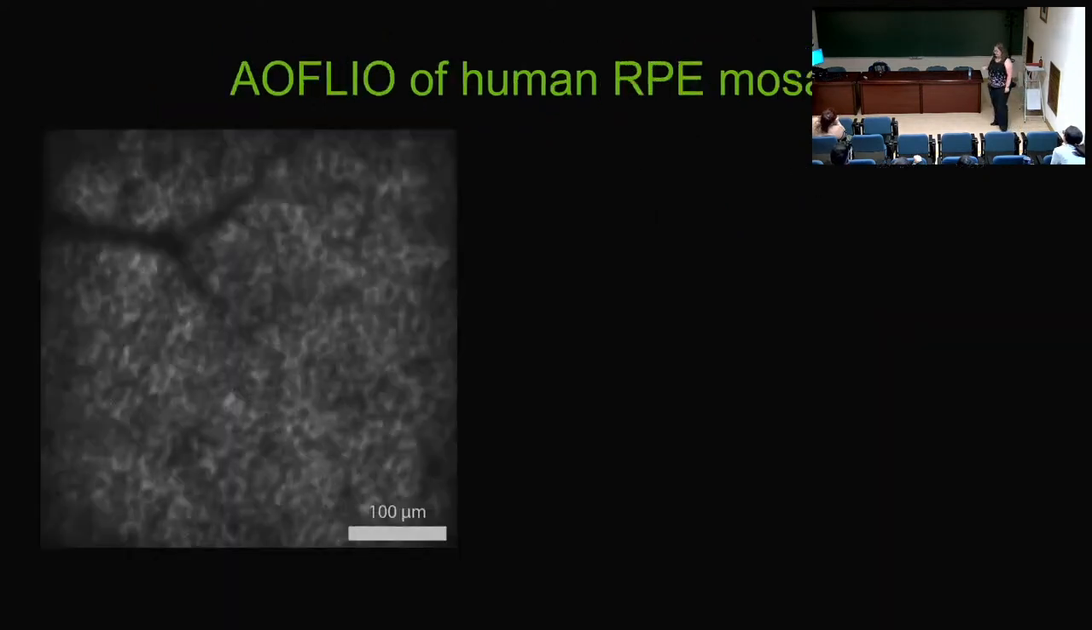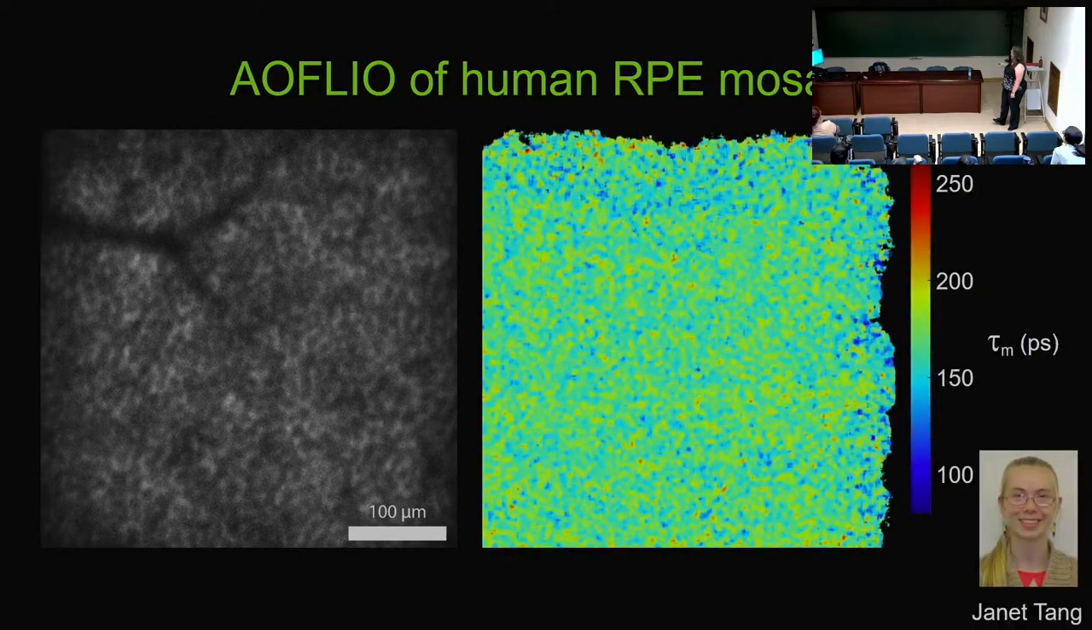And so just as an example image, I will come back and show some of this again later, but an image of the RPE mosaic on the left in one of our people, and on the right, you could see a fluorescence lifetime image map. Very different pattern, different structure, but we can start looking at fluorescence lifetime, and this is the tau mean map.